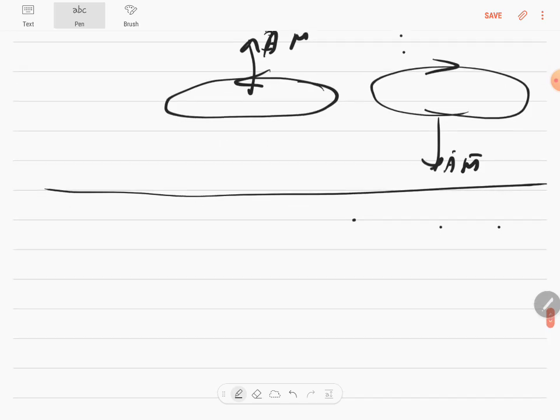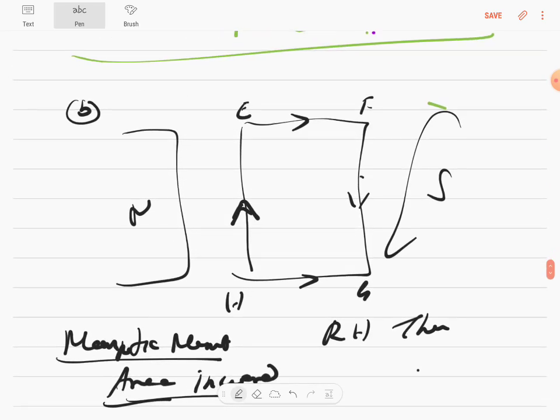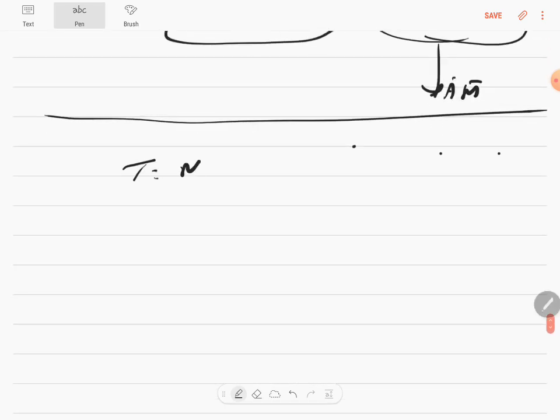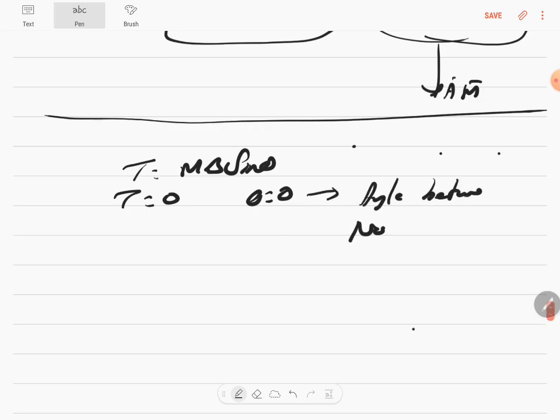Okay, so when is the torque acting on this loop maximum, minimum? Torque is nothing but mB sin theta. When theta is equal to 0, torque will become 0. Theta is basically the angle between the normal and the magnetic field, which is nothing but the angle between the area vector and the magnetic field.